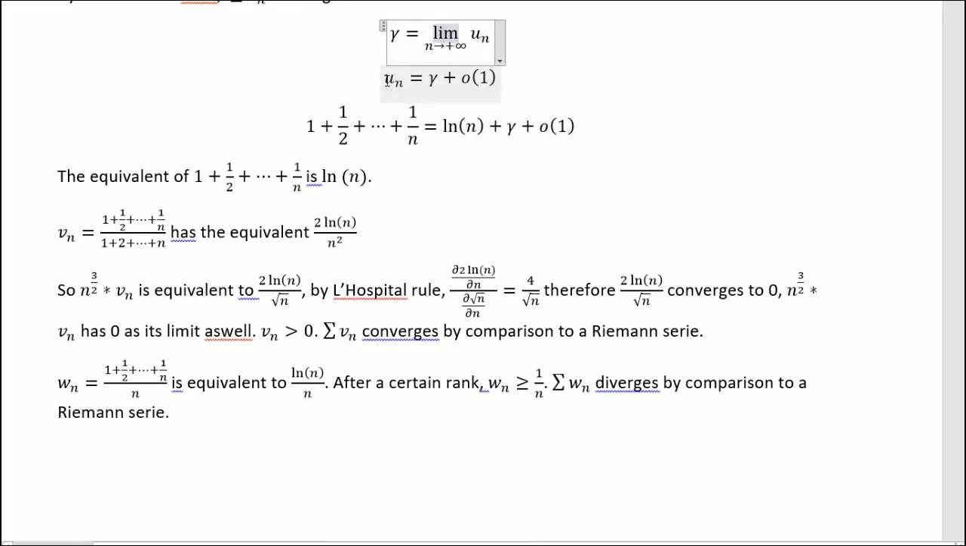So u n is equal to gamma plus O of 1. So we have our sum of the 1 over k that equals ln of n plus gamma plus O of 1. The equivalent of this is ln of n because of this.